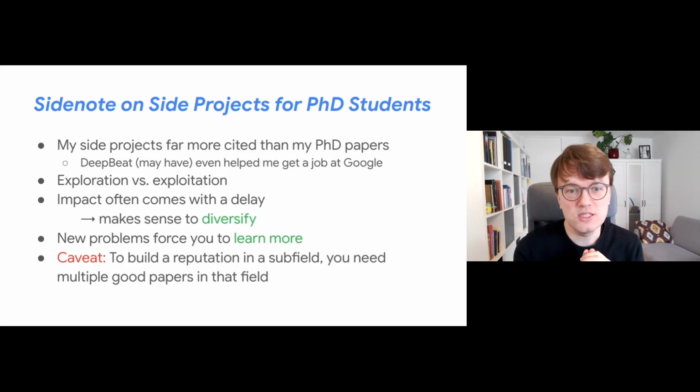But after saying all of this, I should also note that if you just do, let's say, one paper per project and then you move to a new topic, that's probably also not a great strategy. If you want to really build a reputation in a subfield, for example, if you want to focus on an academic career, then it's really important, I would say, to have multiple good papers in that field so that people start to recognize you, and so on.